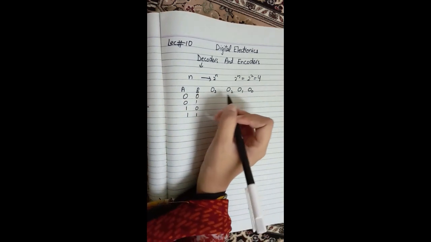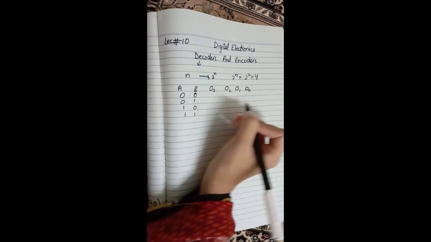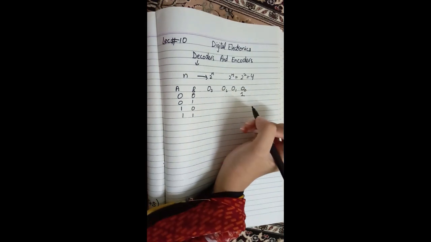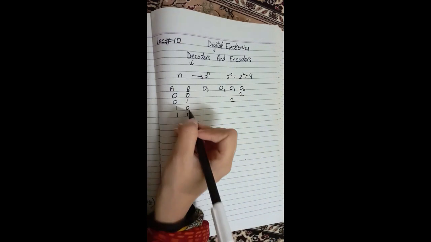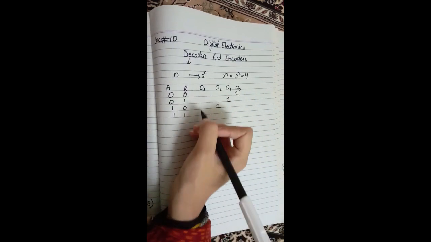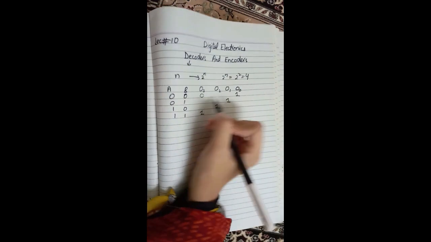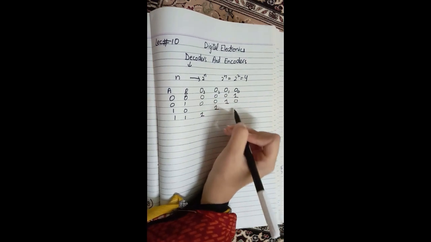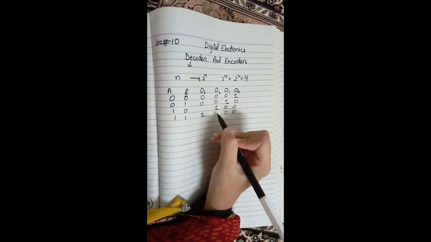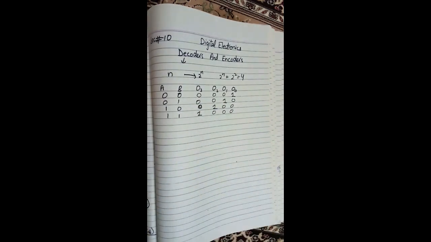These are our inputs, and we will draw the output. On 0, 0, we will have output 0 is 1. On 0, 1, the output 1 is 1. On 1, 0, output 2 will be 1. And on 1, 1, output 3 will be 1. And the other values of the output will be 0. This is how we draw the decoder. We put the values in the truth table of the decoder.